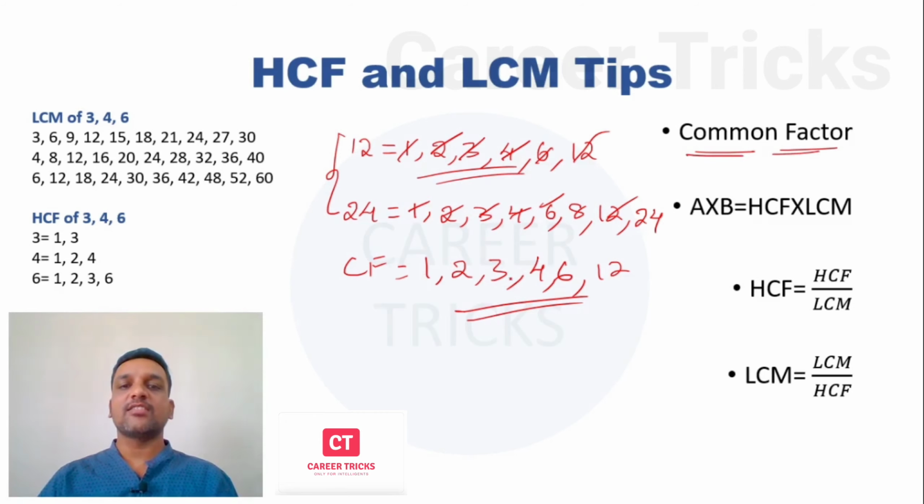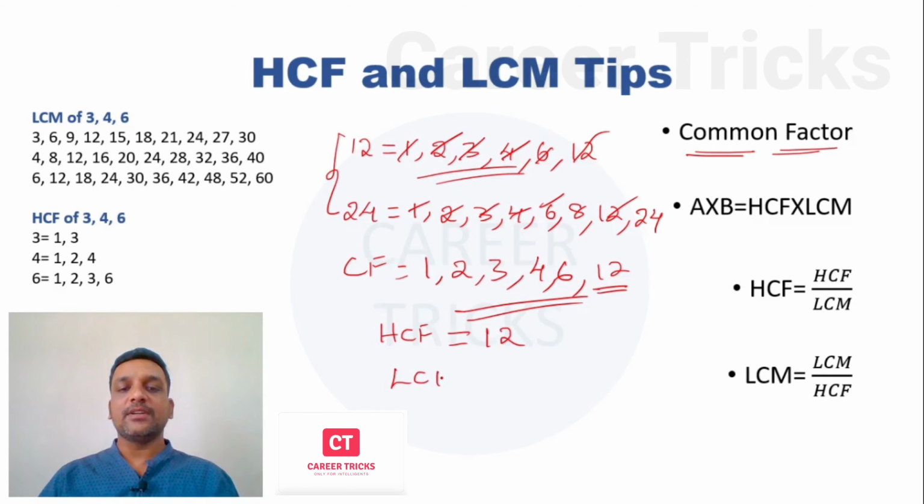After calculating the common factors, you have to check the HCF. HCF means highest common factor. Out of the common factors, the highest is 12. So the HCF of 24 and 12, we can say, is 12.